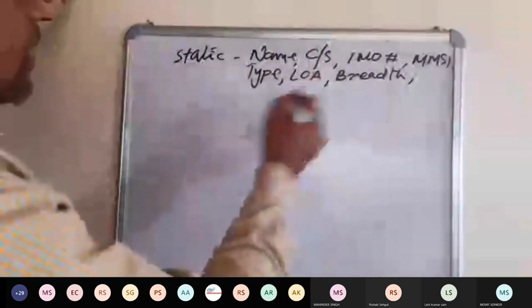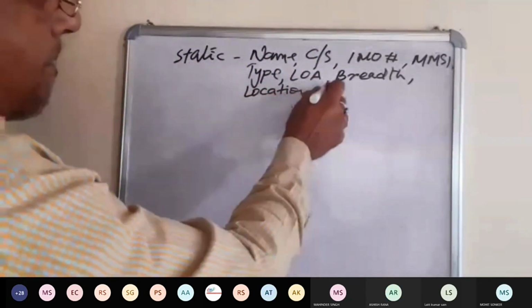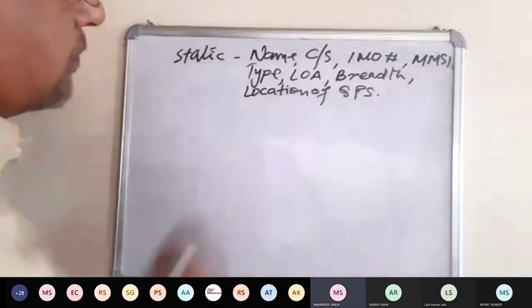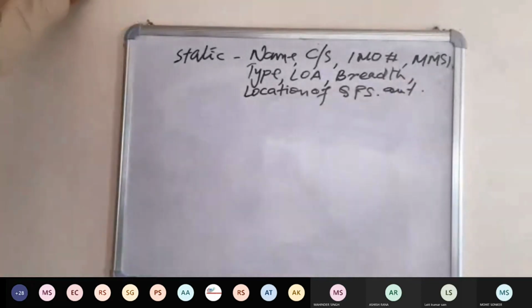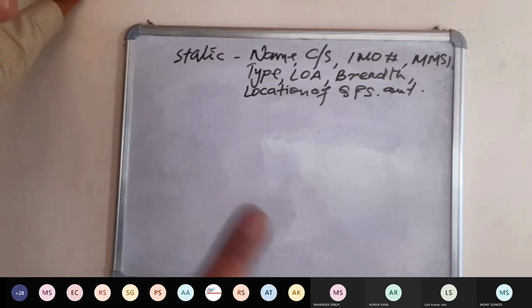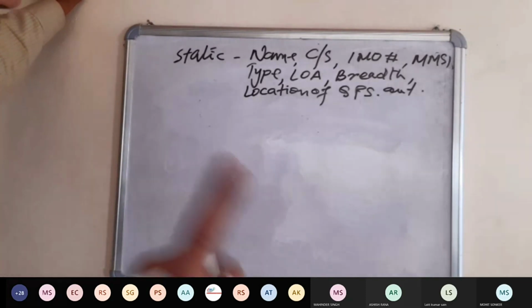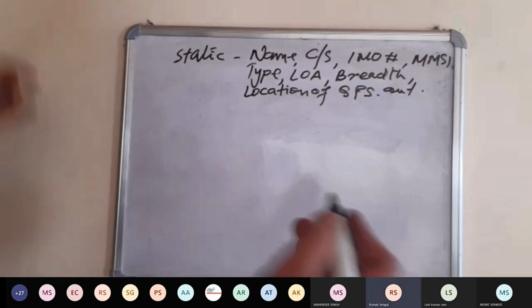In addition to all this, there is another one, which is the location of the GPS antenna. I think we discussed this, right? Yes, sir. Okay. Did we talk about the transmission schedule, how often this data is transmitted? No, sir.